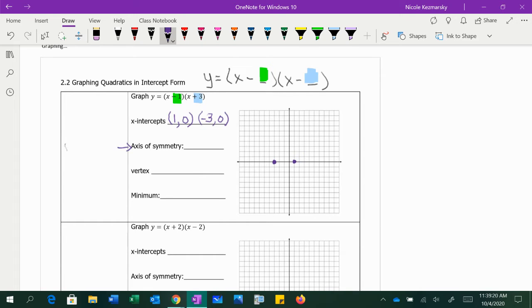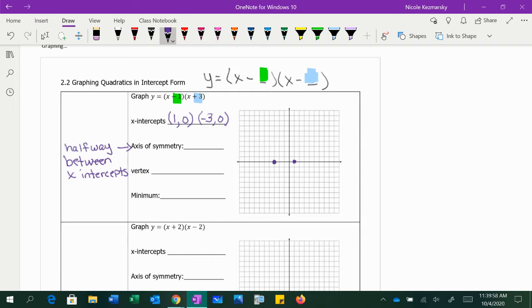So let me write that here. This is halfway between our x-intercepts. So to find halfway between our x-intercepts, we could count. We could put our fingers on each of the x-intercepts and count in to figure out where the middle was. Or we could find the average or the mean, maybe the word that you know from statistics.